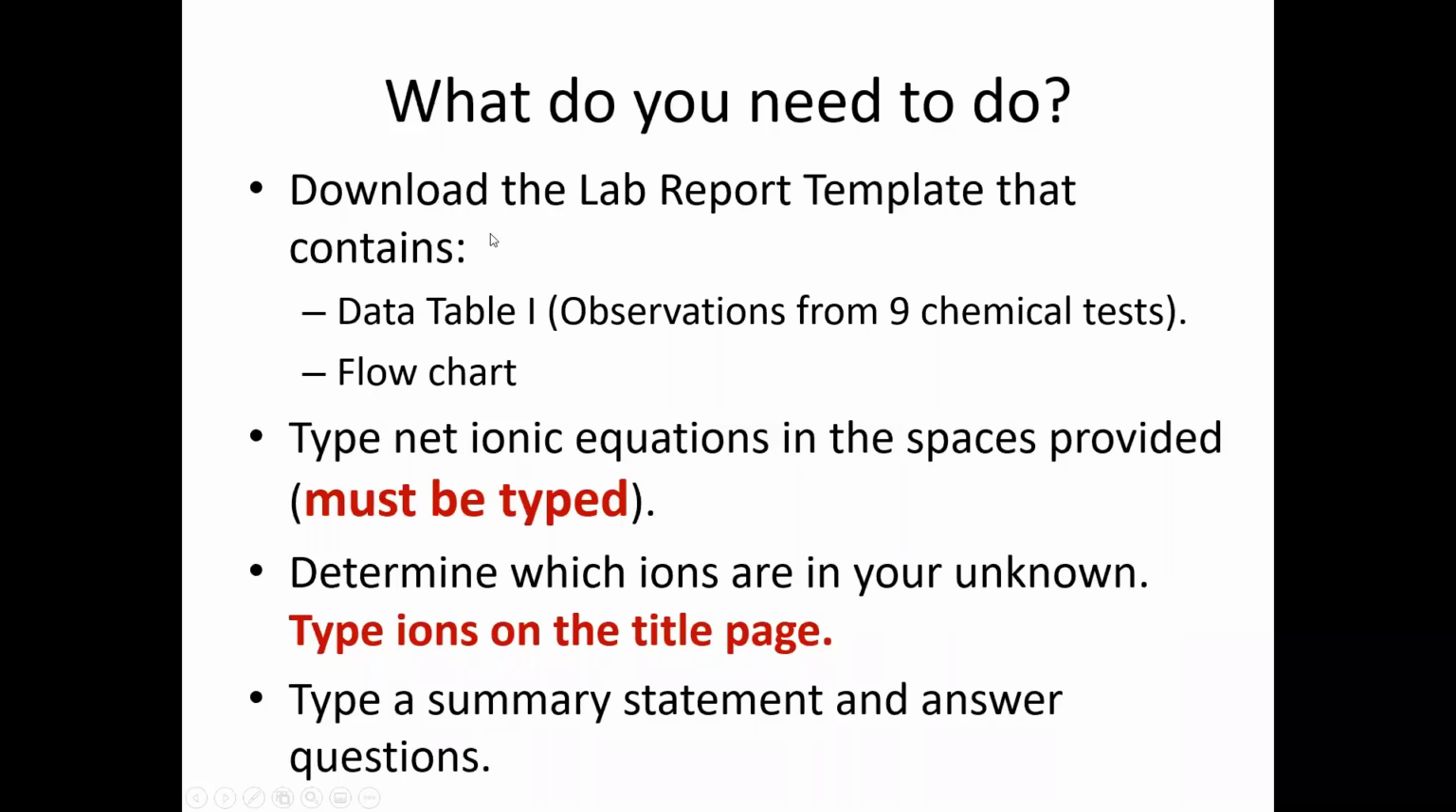What you need to do is download the lab report template and type in everything. All the net ionic equations must be typed in. You also need to determine which ions are in your unknown. And remember, type the ions on the title page, the very first page of your lab report. Then in the lab report, you need to type a summary statement and answer the questions.